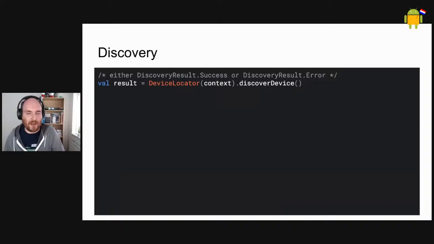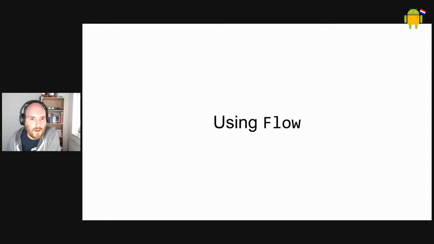What's also nice about this is that you can now wrap this with coroutine structures like withTimeout. So you can, for example, set a timeout on how long it might take to find that device. All right. So using Flow is kind of nice.